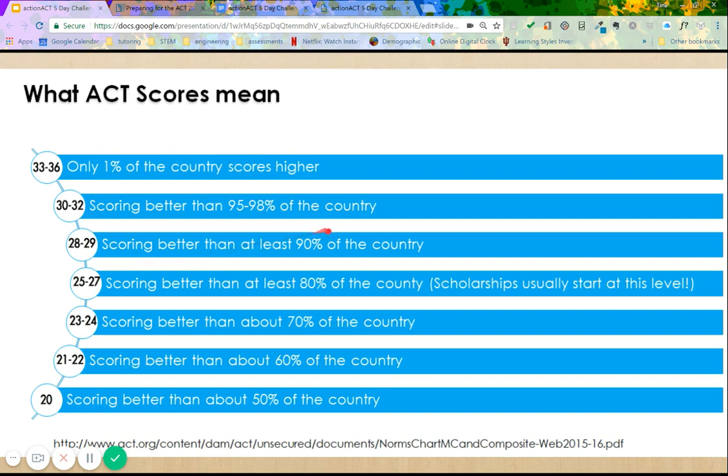I know a lot of people have a goal of 30, and it's the elusive 30, right? But if you're not scoring a 30 and you're right at a 28 or 29, don't be discouraged, because you're still scoring better than 90% of the country. And then 33 to 36 is all grouped together, because anywhere up there, there's only 1% of the country that's scoring higher.